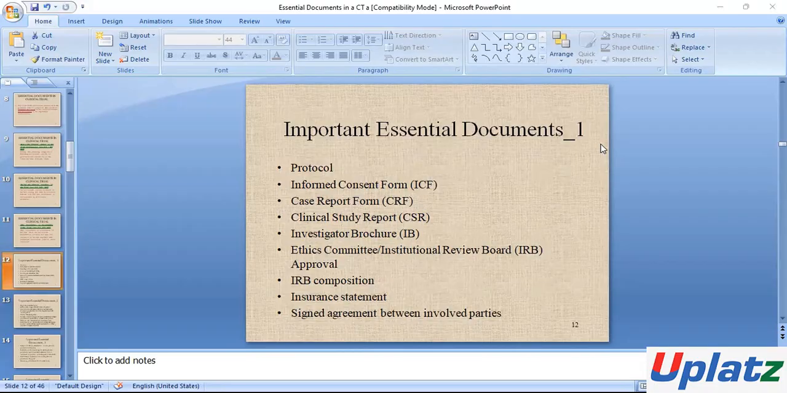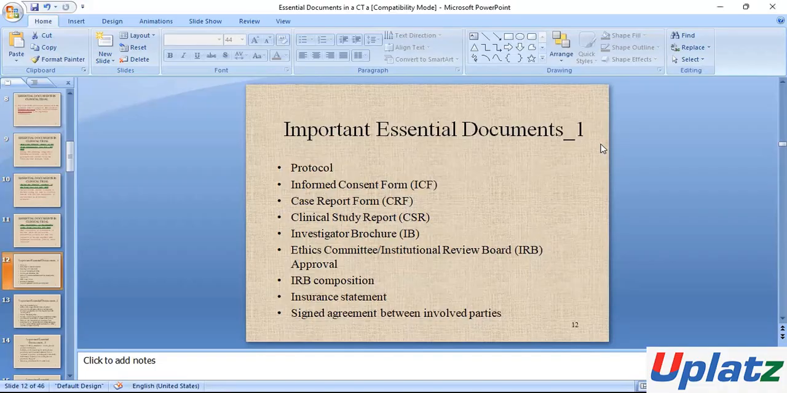The informed consent is a cornerstone of ethical clinical research. The informed consent form is a document that explains the purpose, risk, benefit, and procedures involved in the clinical trial to potential participants. Next is the case report form. A case report form is a paper or electronic document used to collect data from trial participants. Next is the clinical study report. Okay, CSR. The CSR is a comprehensive document that provides a summary of trial design, result, and conclusion.